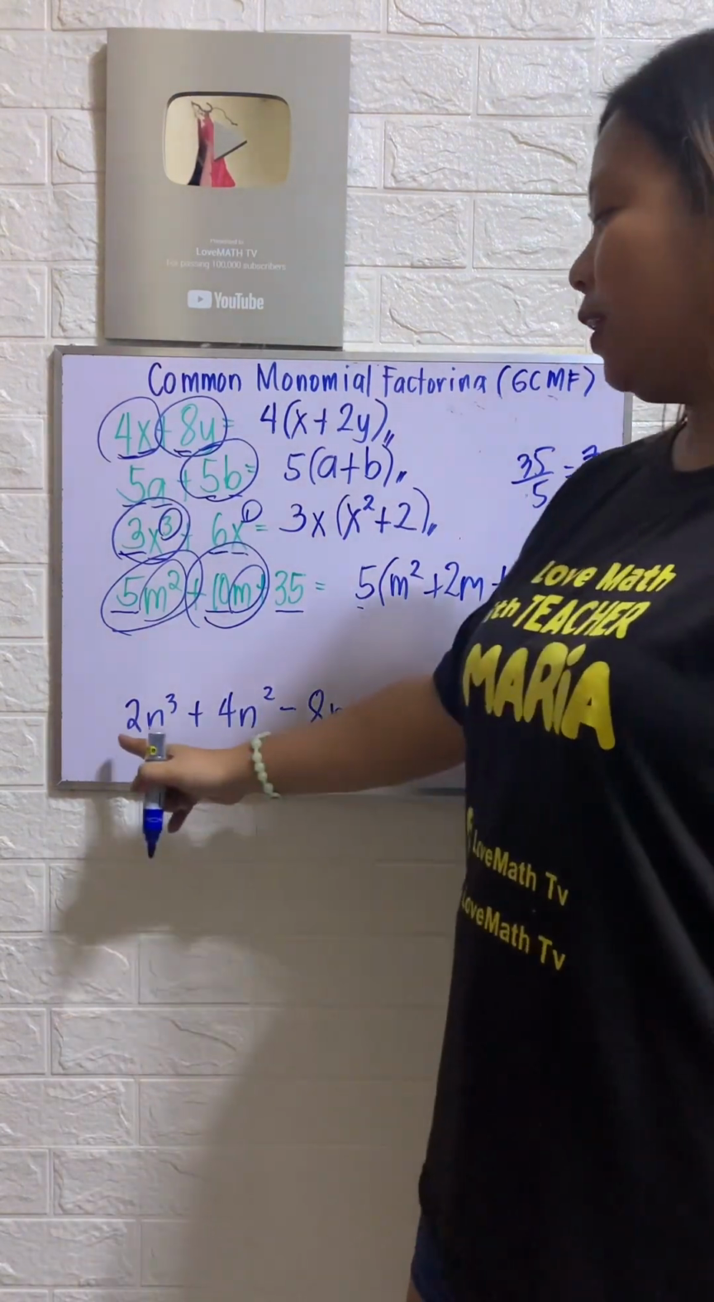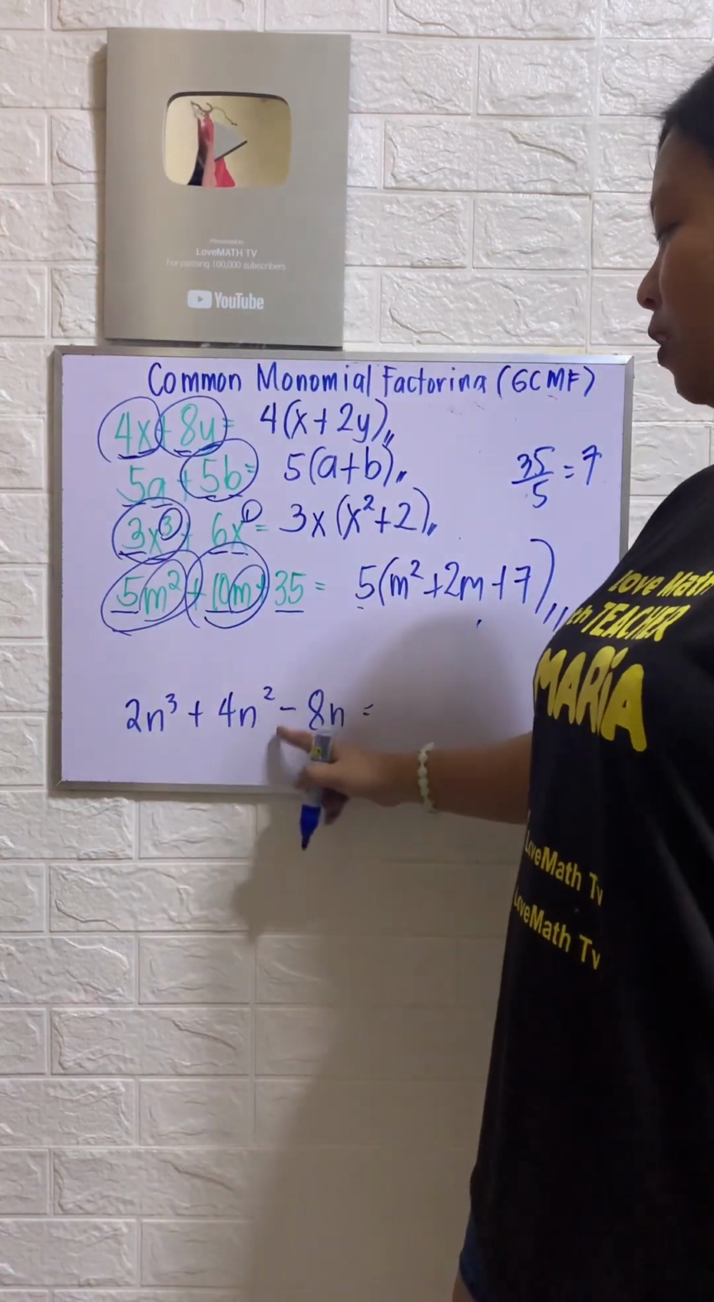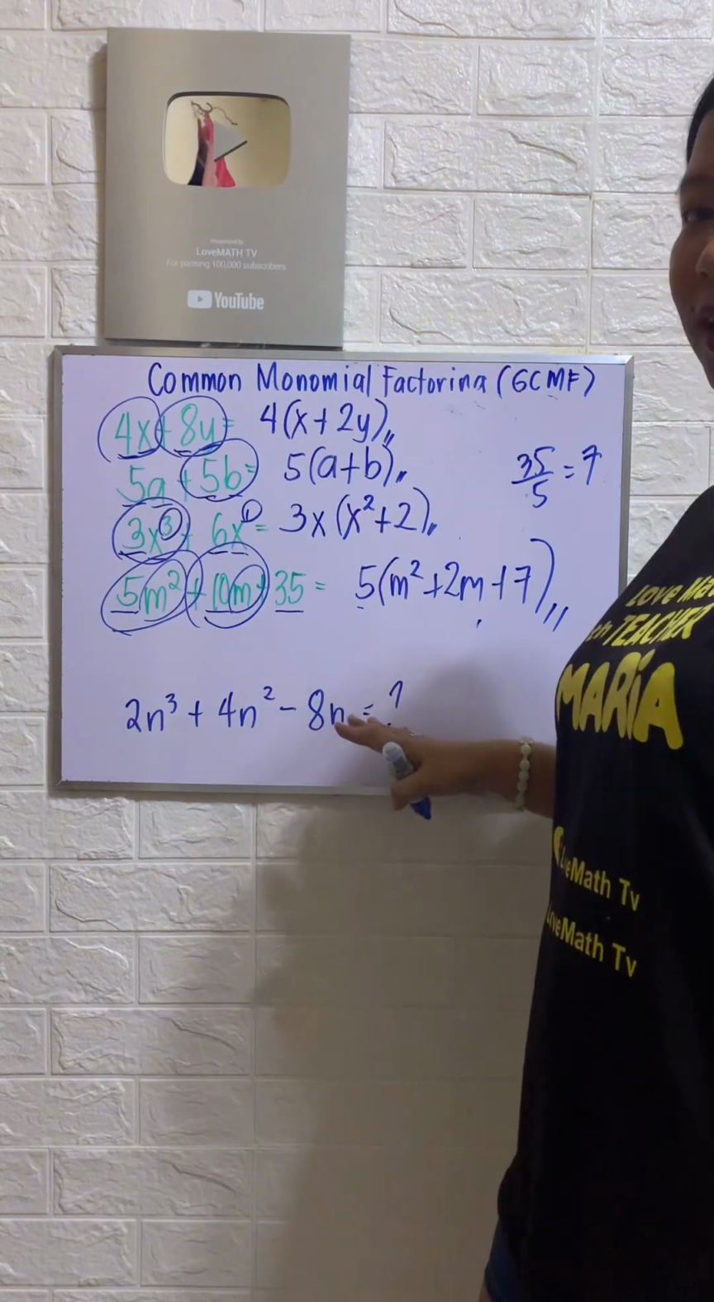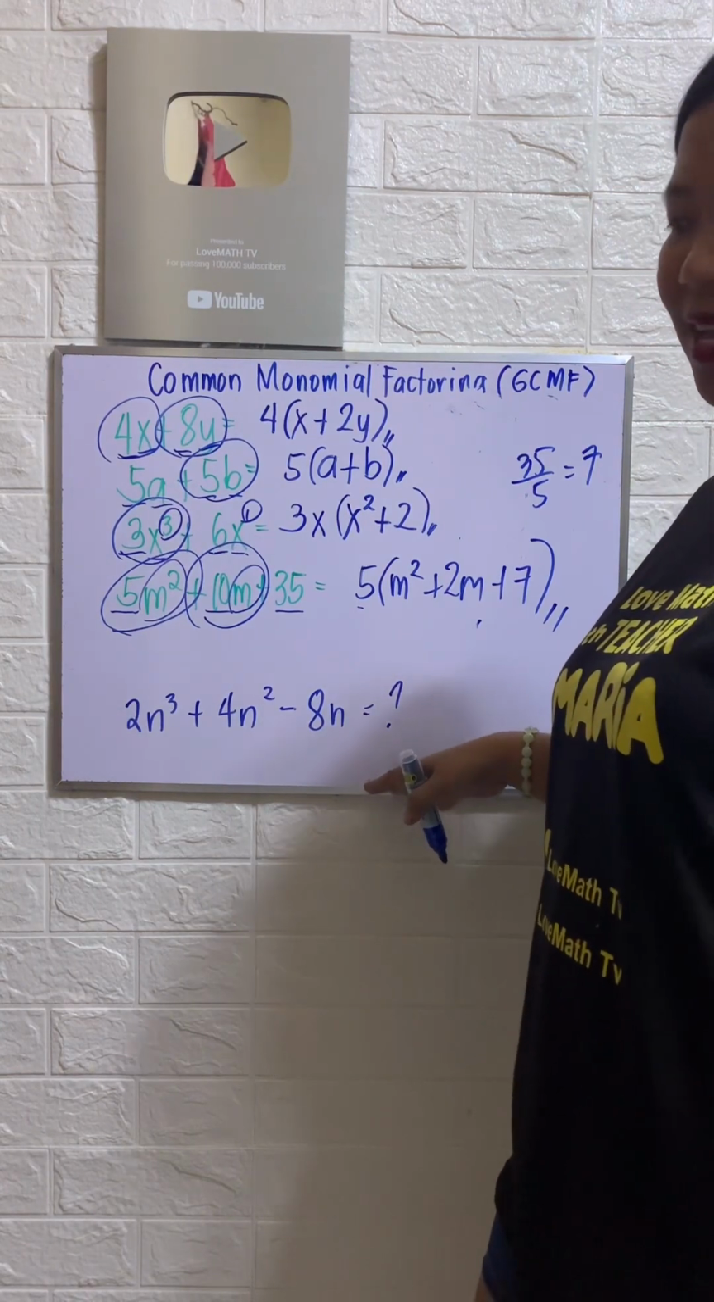So, now, we have here 2n raised to 3 plus 4n squared minus 8n. You try to do this, ha? You show your solution and then comment it in our comment section.